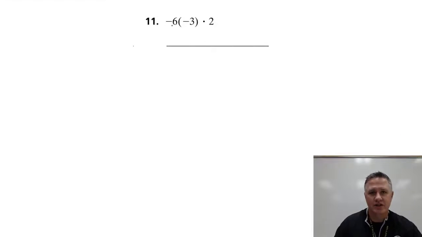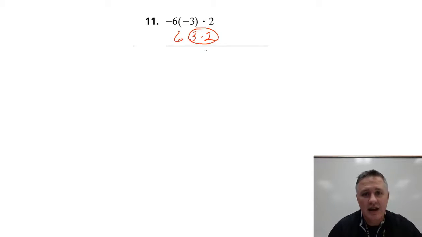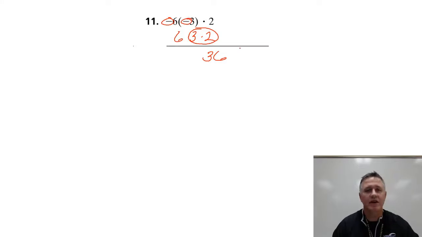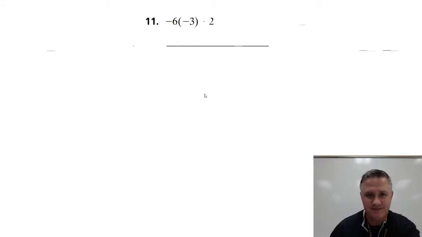All right, next section. I can go in any order I want to. Ignore the negatives. It's just 6 times 3 times 2. I'm going to go in this order just for the heck of it. What's 3 times 2? 6, and 6 times 6 is 36. And now I have two negatives. The opposite of a negative is a positive, so I get positive 36.